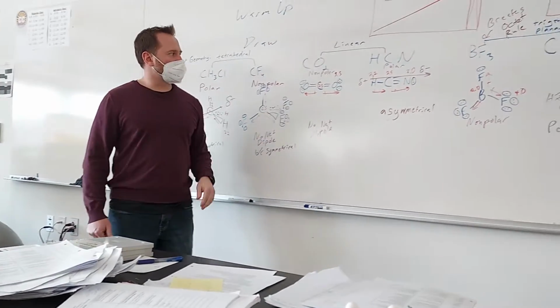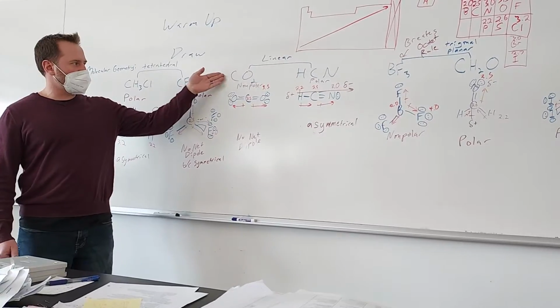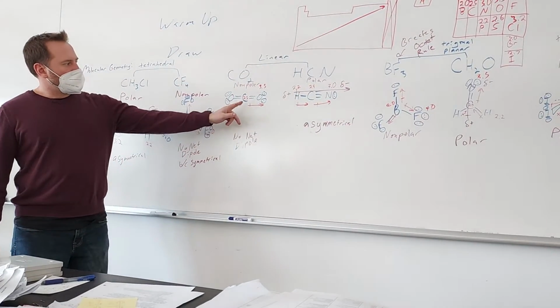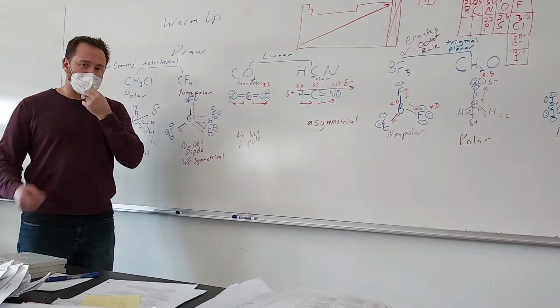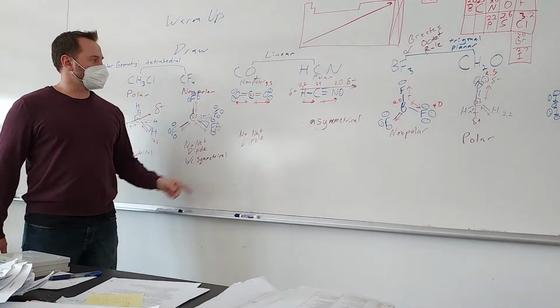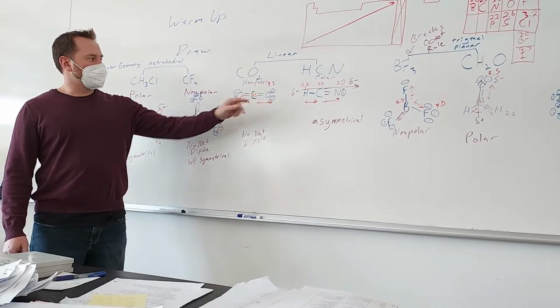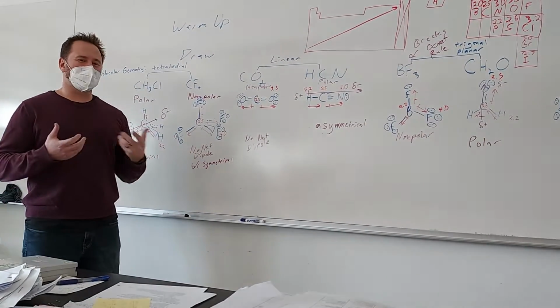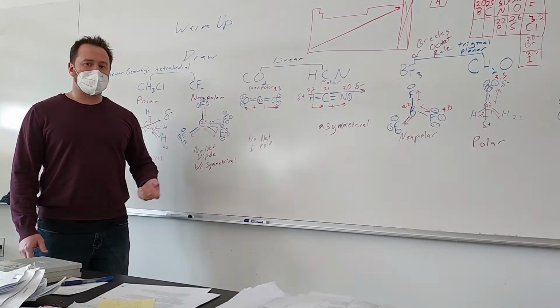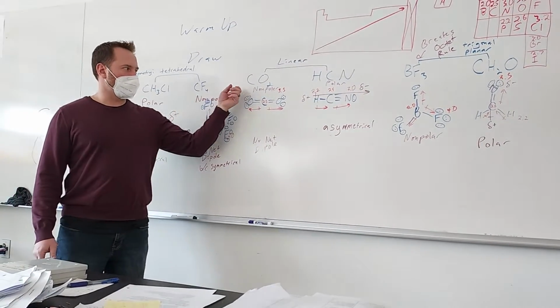Then we're going to take a look at linear shapes. So we have carbon dioxide and HCN. So in this case, we have a very symmetrical molecule. You have the same atoms bonded around the central atom. So in this case, even though the oxygen is more electronegative, it's pulling equally in opposite directions, so that there's no net dipole. And because of that symmetry, we would say it is a nonpolar molecule.